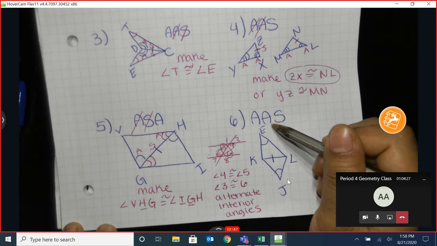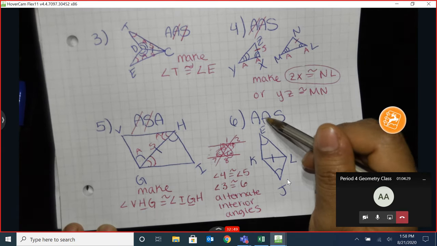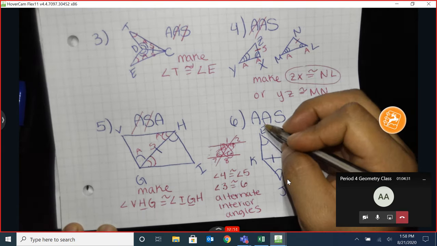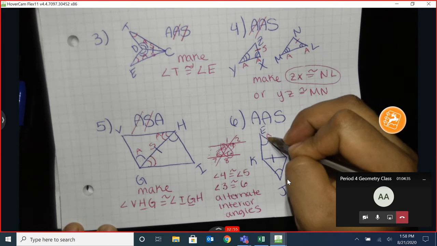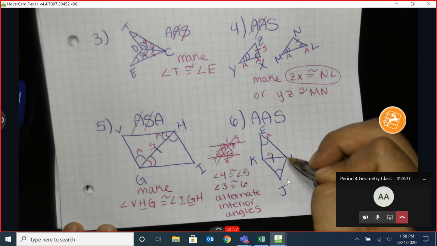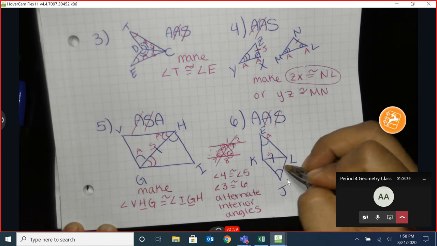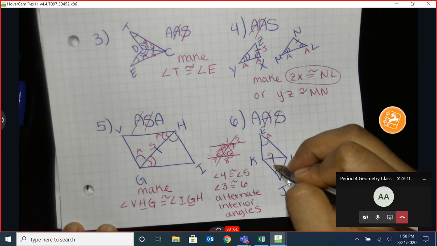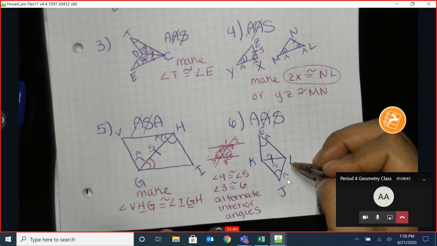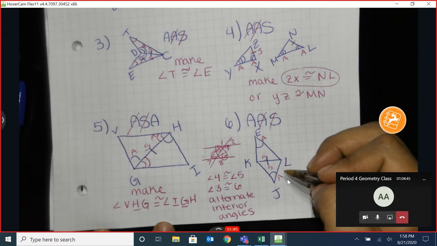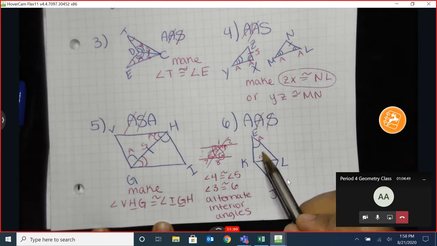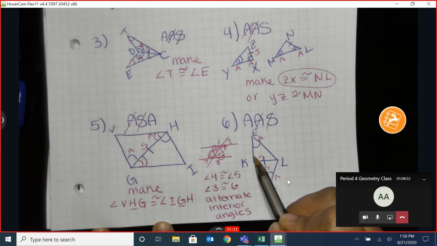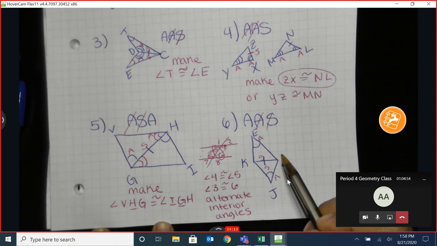Now this one, you have to create it and make it angle, angle, side. Well, they gave you an angle and a side. What are you missing? An angle. I could do this angle or I could do this angle. Which one would you do?